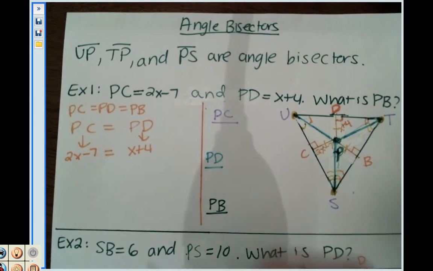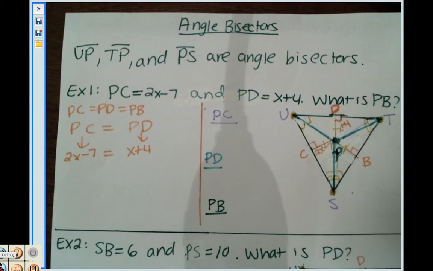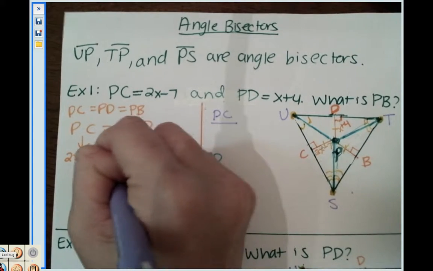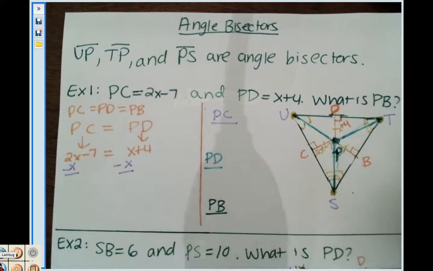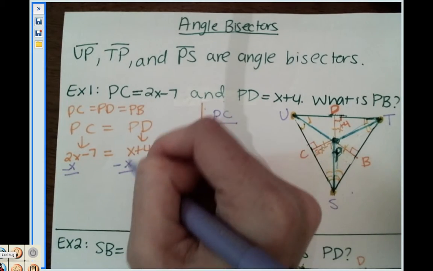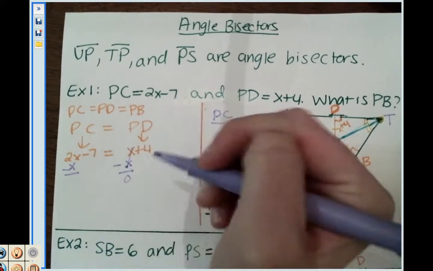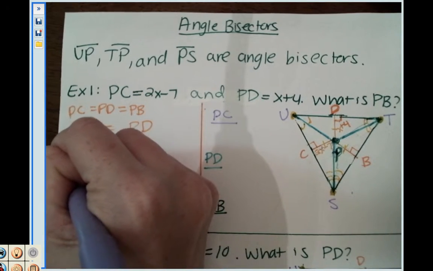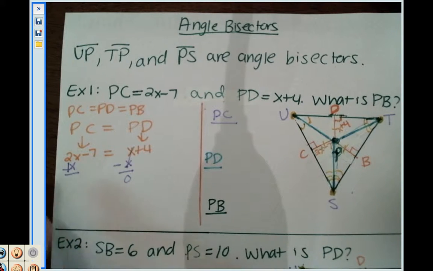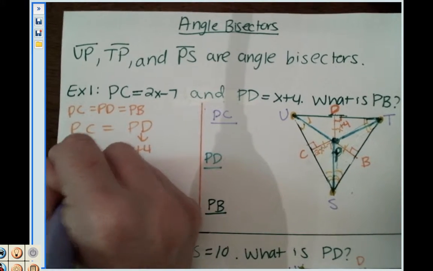What do I do to x to bring it over to 2x? Yes, I subtract it on both sides because that's the opposite of a positive x. x minus x will cancel to 0, and 2x minus x, which remember there's secretly a 1 in front of this x, will give me a 1x.